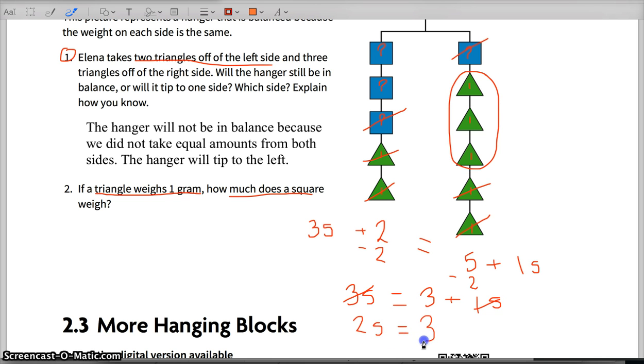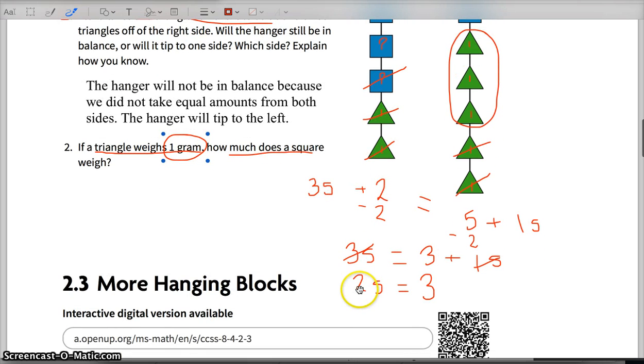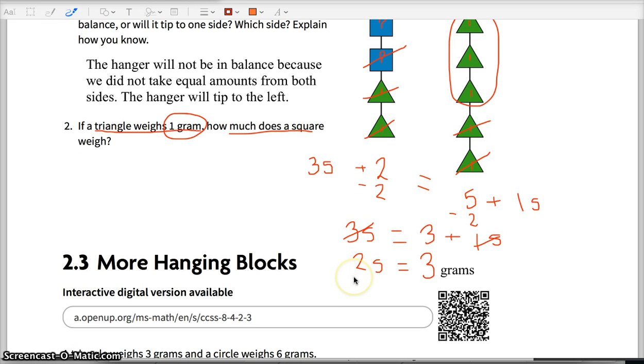Oh, that's interesting. Don't we know how much a triangle weighs? We do. We know that it weighs 1 gram. So if I know that 2 squares is equal to 3 grams, I can do the word grams here, maybe. Let me type it, it's easier. Can I now use this information to find out how much 1 square would be?